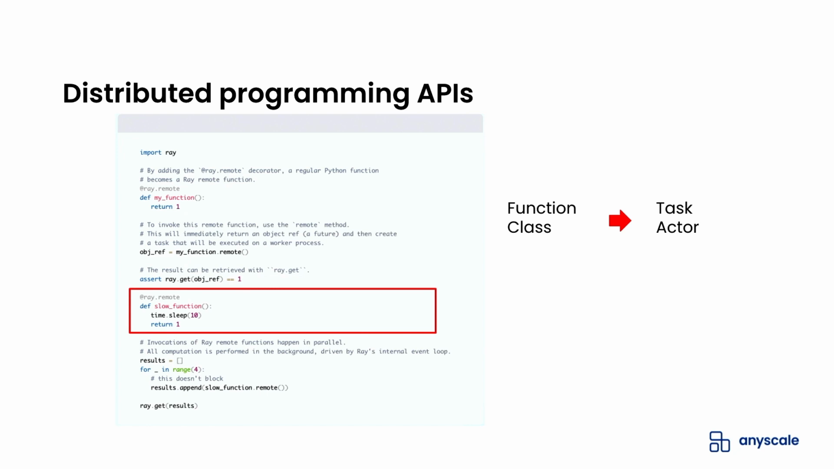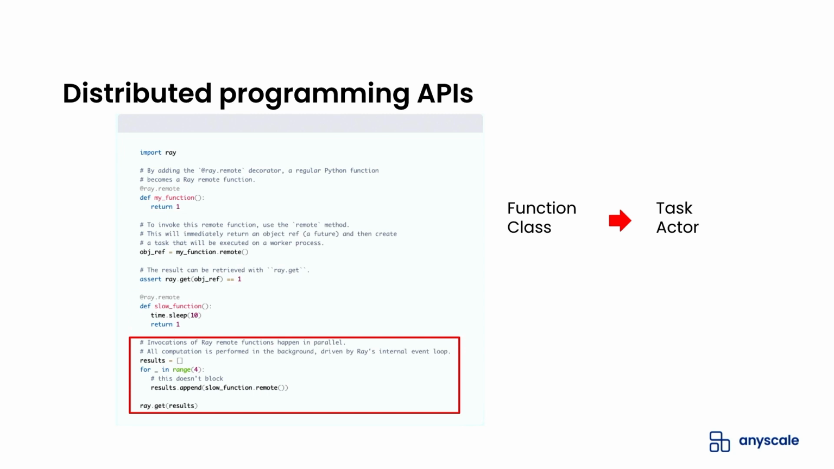So one can easily see that this kind of API can make parallel programming a lot easier. So let's look at a slow function that may take some time to execute. We can still decorate it with ray.remote to translate it into a task. And one can easily launch a group of these slow functions to execute in parallel. And one can easily wait for the result using ray.get and feeding in a list of futures.